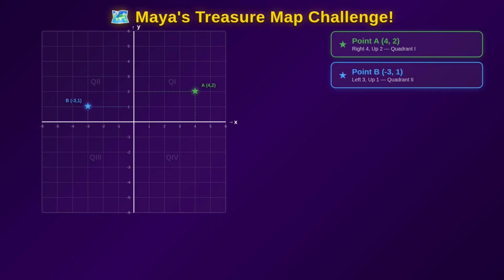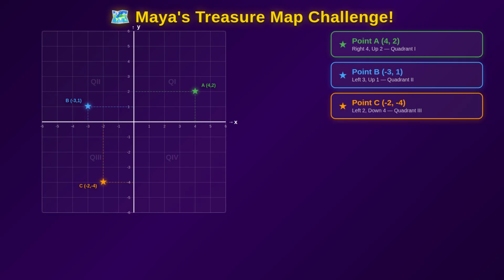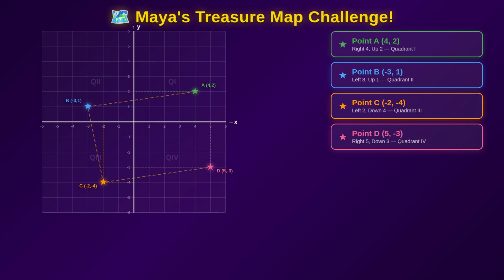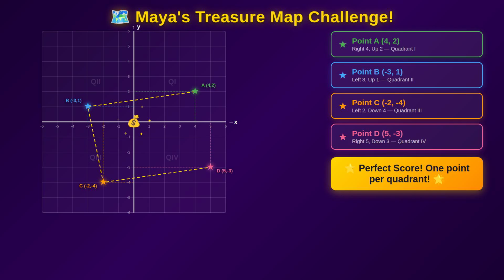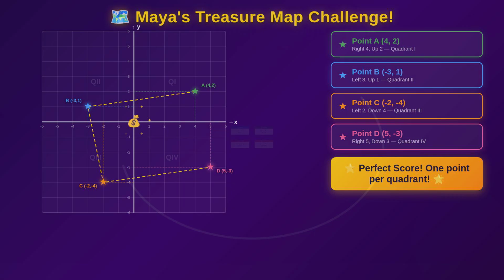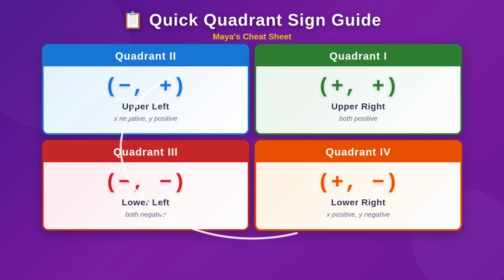Okay, this is Maya's big moment, her treasure map assignment. She needs to plot 4 points: A at (4, 2), B at (-3, 1), C at (-2, -4), and D at (5, -3). Let's do it together. Point A, right 4, up 2, quadrant 1. Point B, left 3, up 1, quadrant 2. Point C, left 2, down 4, quadrant 3. Point D, right 5, down 3, quadrant 4. 1 point in every quadrant. Maya just completed her treasure map. She got a perfect score.